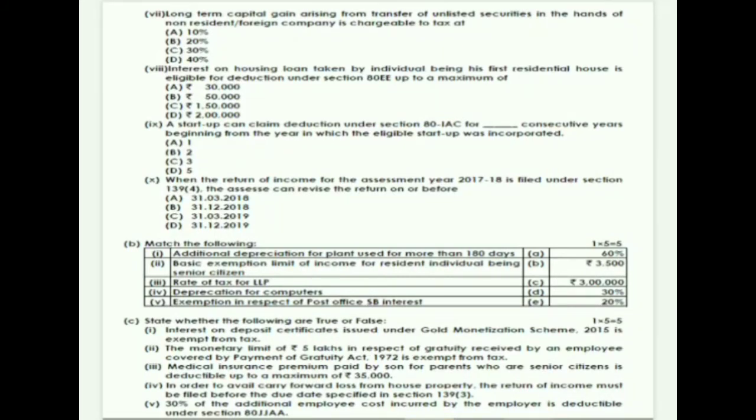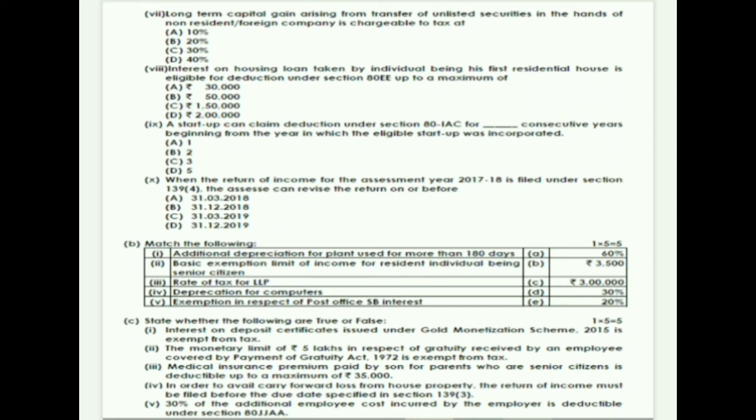So B section is done. Let's talk about section C now. Section C is whether it is true or false. Talking about the first question, the interest on deposit certificates issued under the gold monetization scheme 2015 is exempted from tax. So whether it is true or false, it is true.